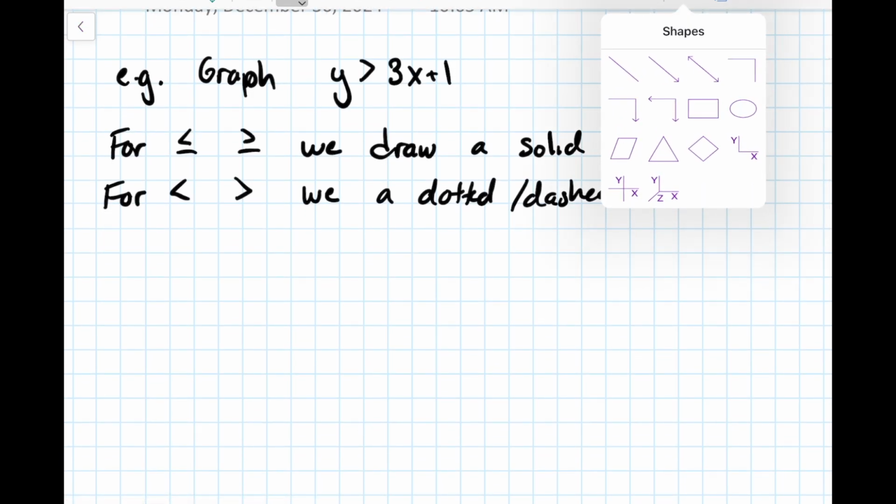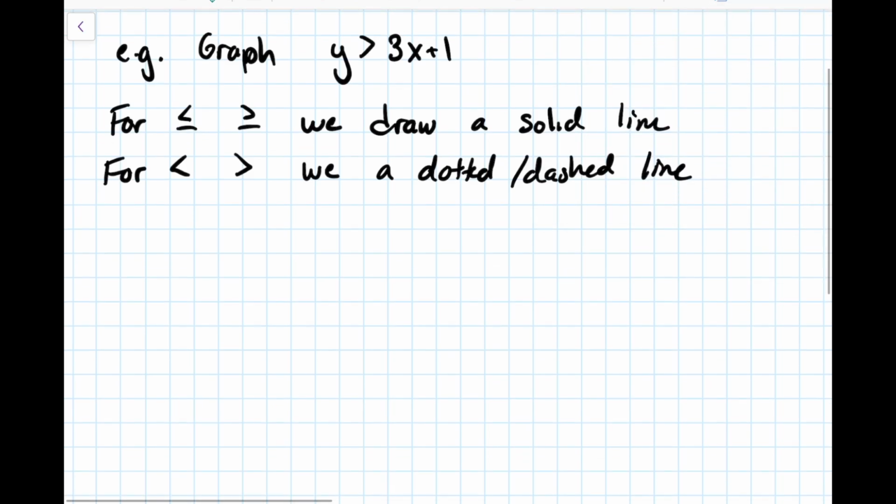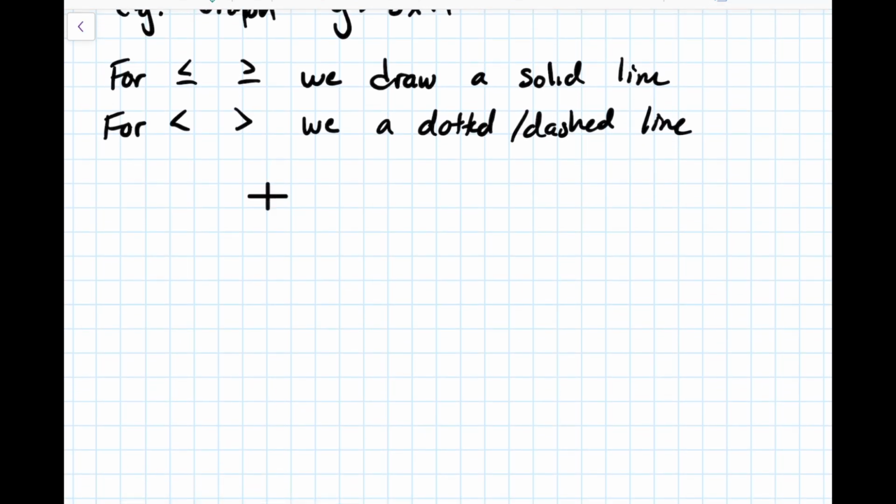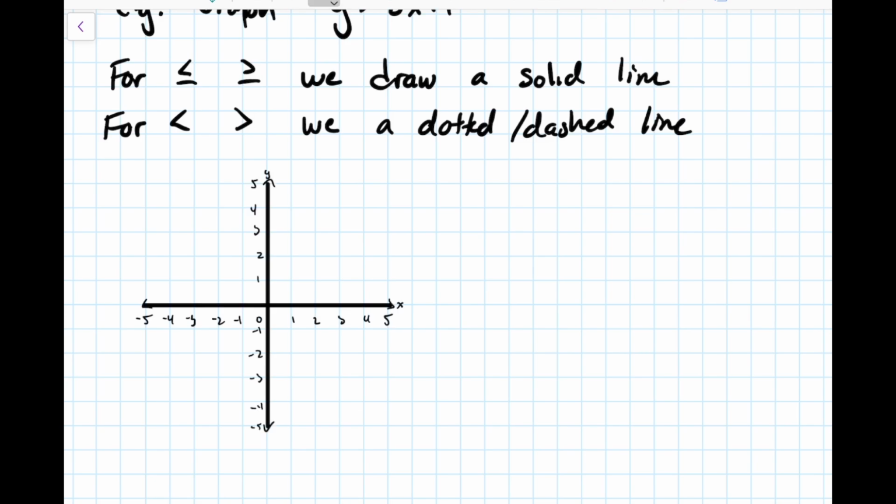So let's try this out. We're going to graph y is greater than 3x plus 1. So we need a 5 by 5 grid. And then on this 5 by 5 grid, we need to mark our y-intercept, right, which is going to be at 1. And then we're going to use our slope, right? So 3 over 1, which means we're going to rise 3, run 1, which gets us another point there. Or we're going to go down 3 and left 1, which gets us points there and there.